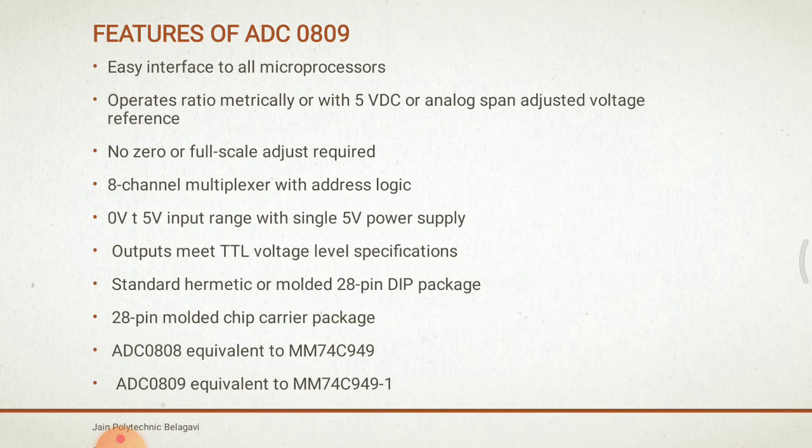So there will be different features of ADC 0809: easy interface to all microprocessors, operates ratiometrically or with 5 VDC or analog span adjusted voltage reference, no zero or full scale adjust is required, 8 channel multiplexer with address logic, 0 volt to 5 volt input range with a single 5 volt power supply, outputs meet TTL voltage level specifications, standard molded 28 pin DIP package, and 28 pin molded chip carrier package. Equivalents include ADC 0808 and MM74C949 ICs.